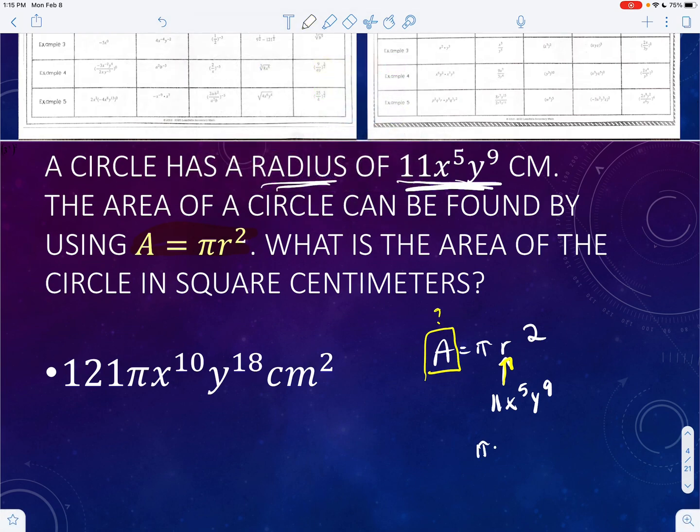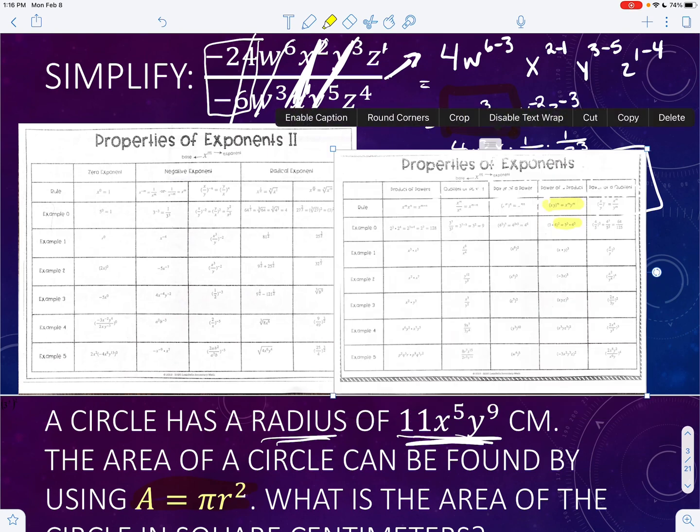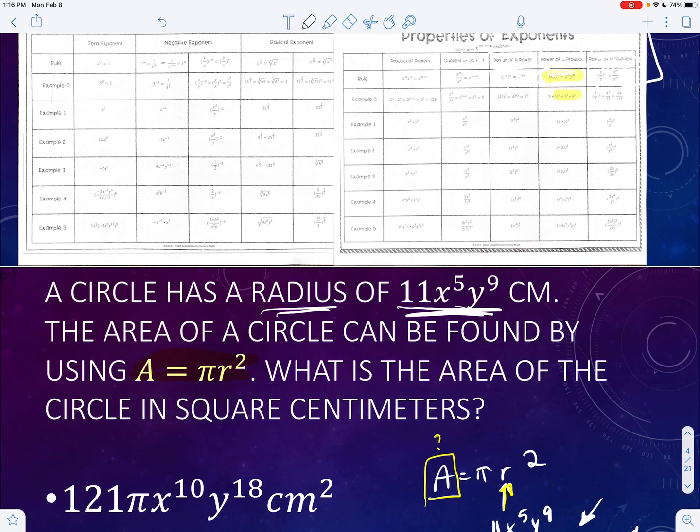So this becomes pi times 11x to the 5th, y to the 9th, quantity squared, and then equals A. We distribute the 2 inside so that we have pi times 11 squared, x to the 5th quantity squared, and y to the 9th quantity squared. Now, I forgot to say what rule we're using here. This rule is the power of a product. It says if we have a product, then we distribute that exponent to each part of that product. So that's what we did here. We distributed the 2 inside the product.